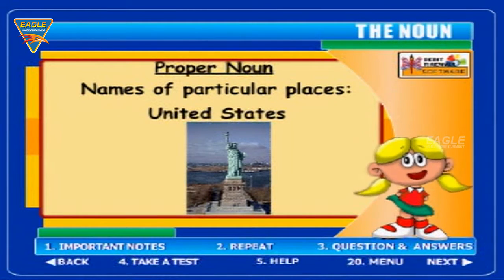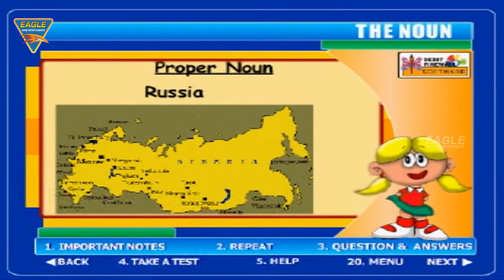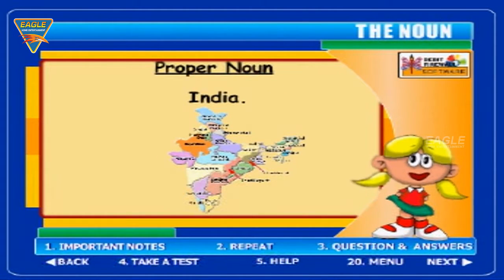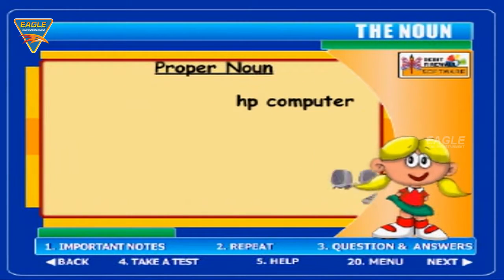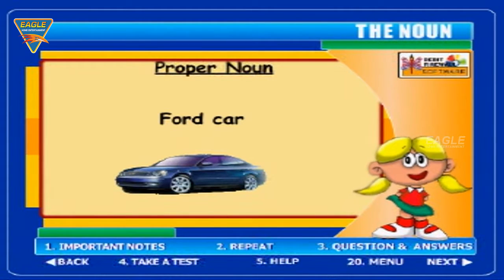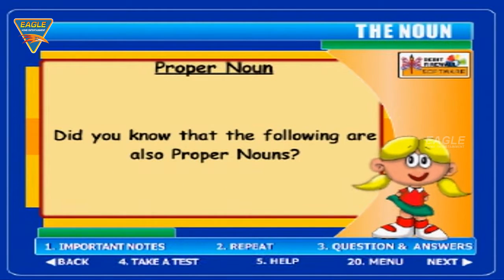Names of particular places: United States, Russia, Great Britain, India. Names of proper things: Titan Watch, HP Computer, Ford Car. Did you know that the following are also proper nouns?